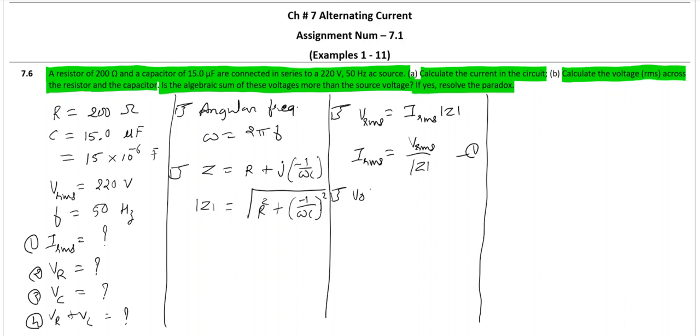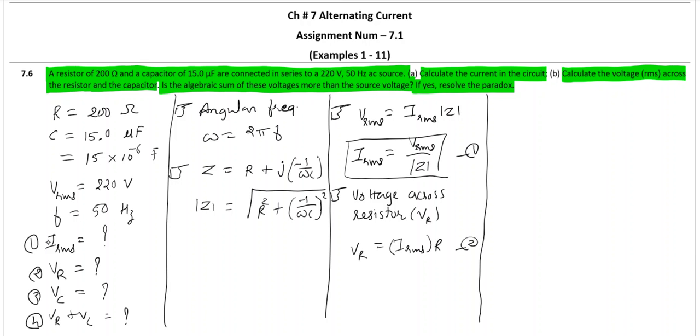So voltage across resistor, VR, if we call it, VR is equal to IRMS into R. This is your second result. First result IRMS, second result voltage across resistor.